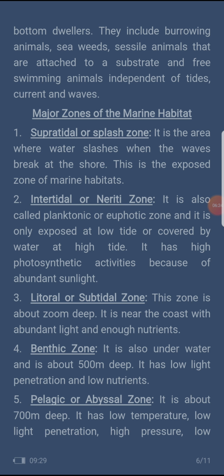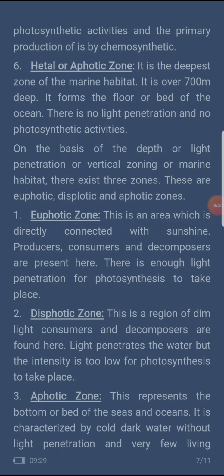I have the pelagic or Arctic zone. It's about 700 deep. It has low temperature, low light penetration, and high pressure, low photosynthetic activities, and primary production of it is by chemosynthesis. Now, in this place, there is low light, so you don't expect phytoplankton to be much. Photosynthetic activities cannot take place much. They only make use of chemicals to synthesize their food.